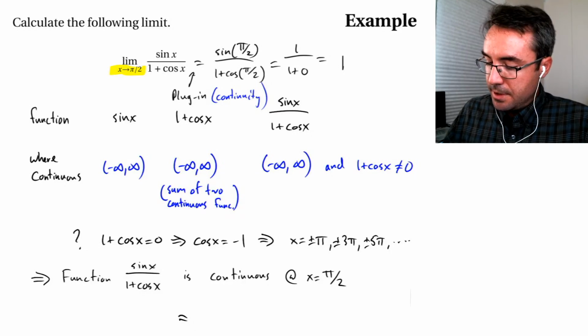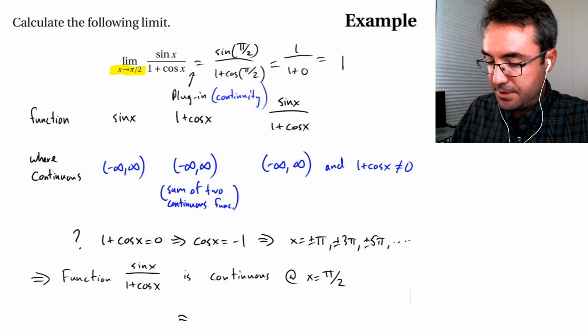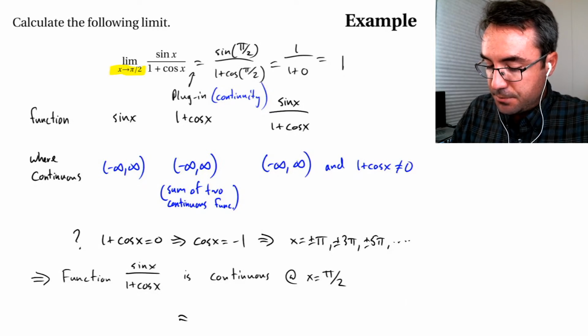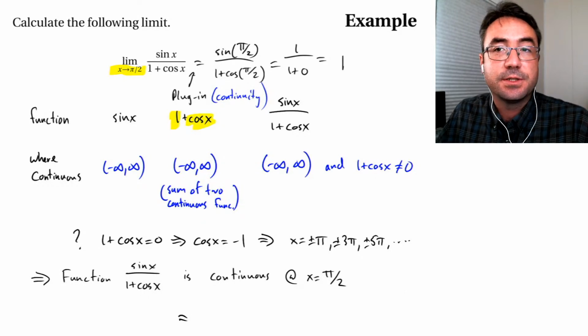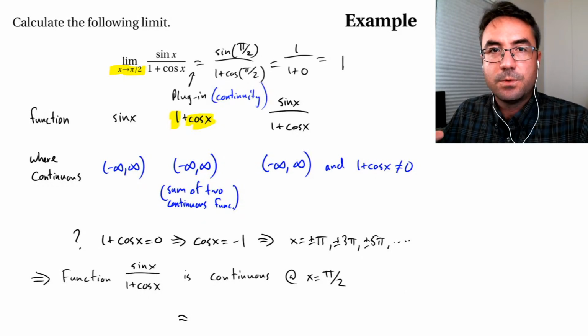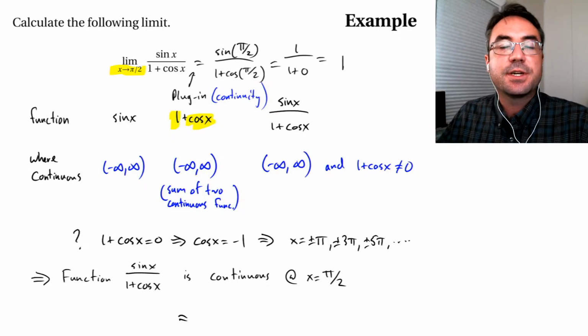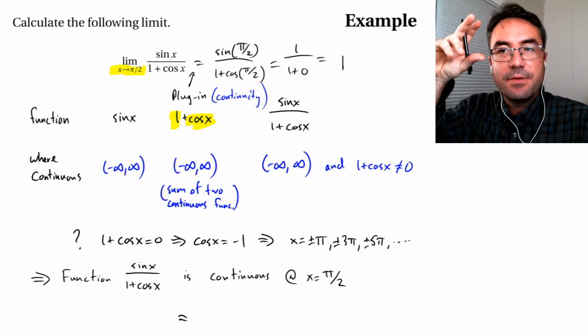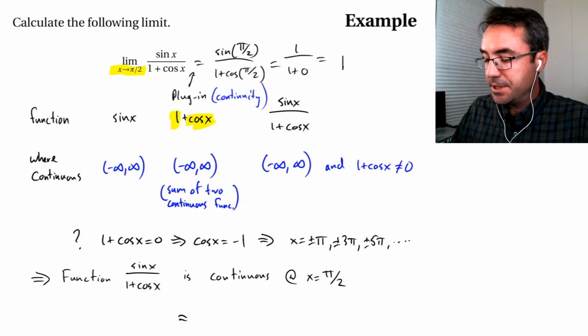So this function, 1 plus cosine x, we're going to talk more about this in a little bit, but this is really the sum of two continuous functions. We'll talk more about constant functions in the next learning outcome, but you can think of that plus 1 at the beginning as just a constant function. And so we have a constant plus a cosine x, so the sum of two continuous functions.